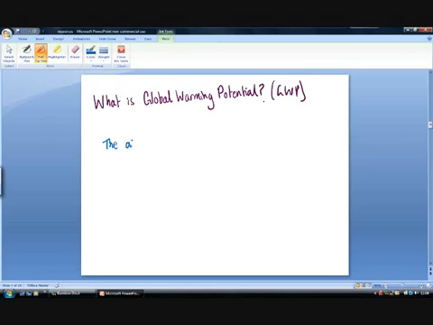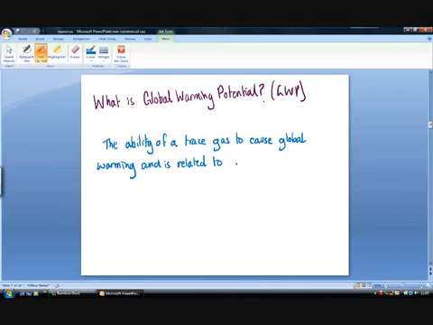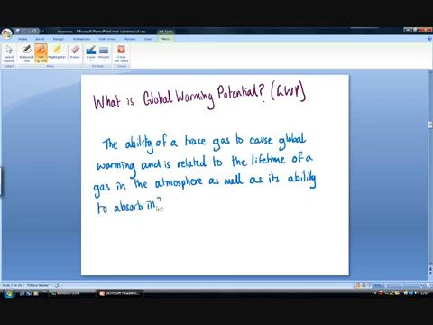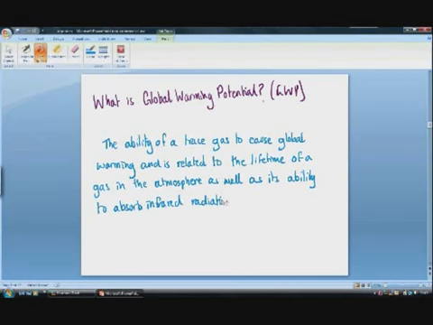Now, what is global warming potential, GWP? Well, it's the ability of a trace gas to cause global warming, and is related to the lifetime of a gas in the atmosphere, as well as its ability to absorb infrared radiation. So basically it depends on the concentration of the gas in the atmosphere and how well it absorbs infrared radiation. Those are the two things that determine the global warming potential of a particular gas.